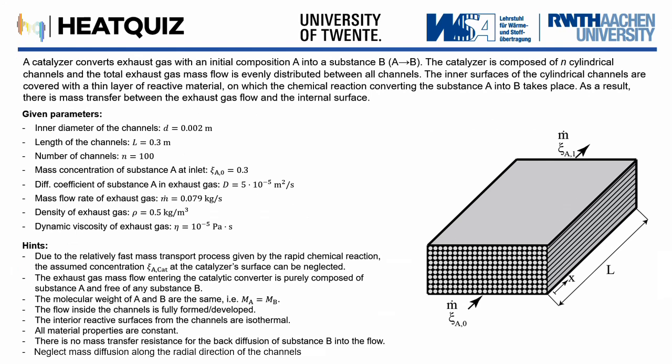exhaust gas. Furthermore, within the hints it's stated that the mass fraction of A at the channel wall is 0. At the inlet there is no component B present. Components A and B have the same molecular weights. The flow is fully developed. The surfaces are isothermal. Material properties are constant. There is no back diffusion of substance B, and mass diffusion along the radial direction of the channel is negligible.